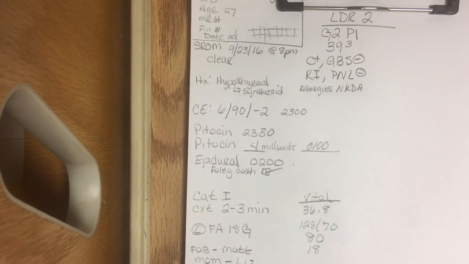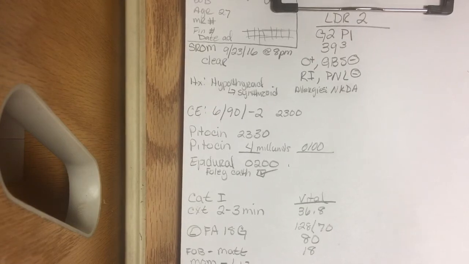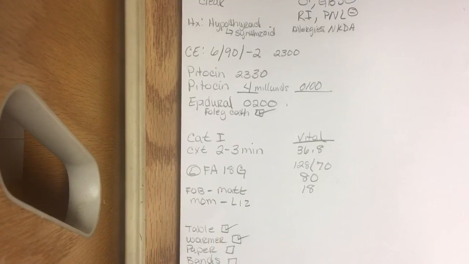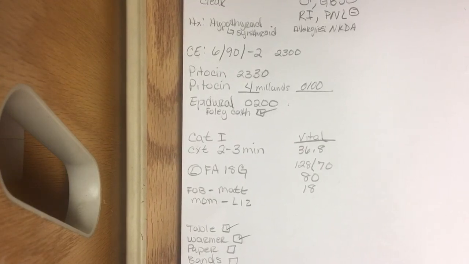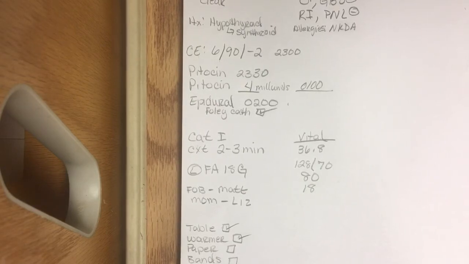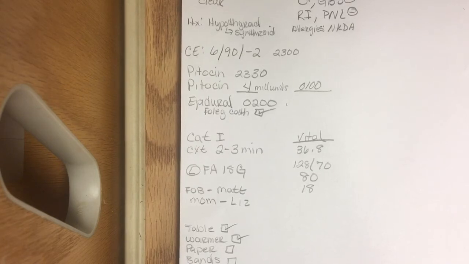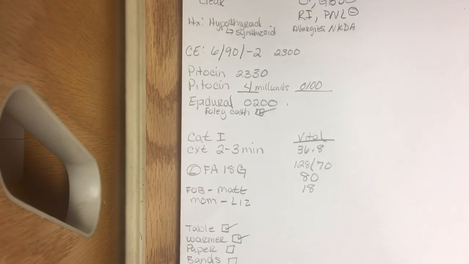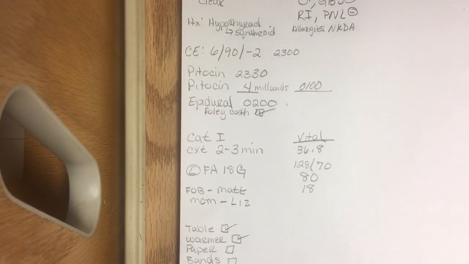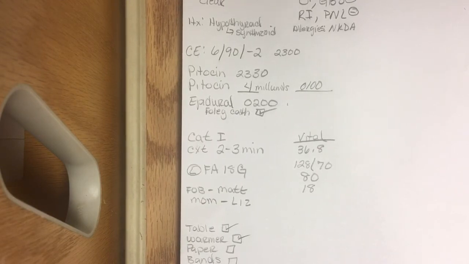She got her epidural at 2 a.m. and it is working fine. She has no complaints of pain, 0 out of 10. She does have a Foley catheter in and it is draining clear yellow urine and there's no odor to it. We've been taking her vital signs frequently. Her last temperature was 36.8 and that was about an hour ago, so she's due for another temperature in about an hour. Her other vital signs are within normal limits. She's 128/70, 80 is her heart rate, and 18 respirations per minute.